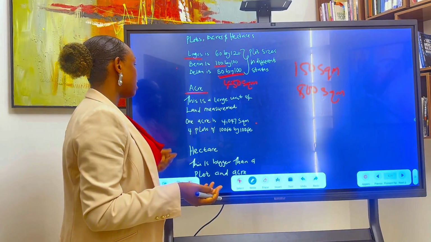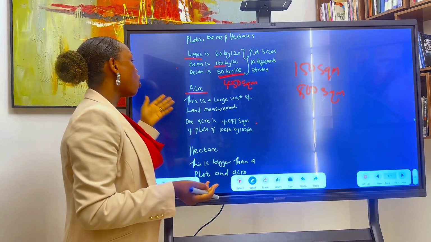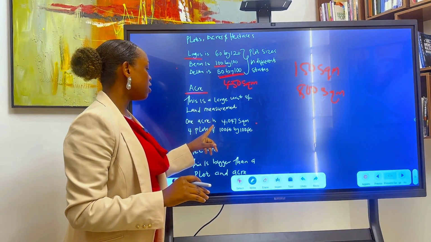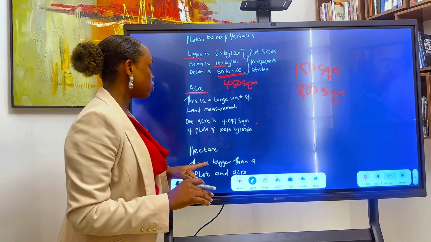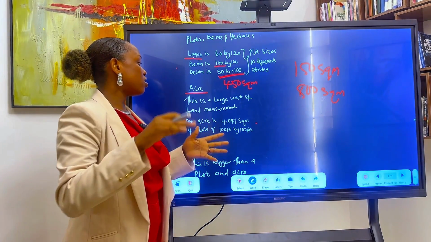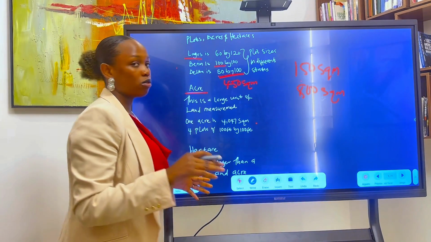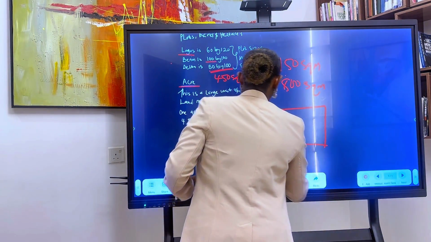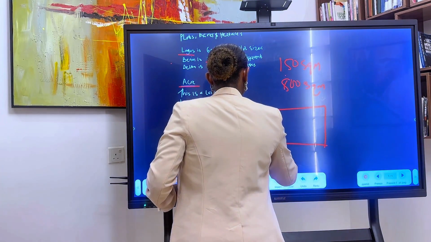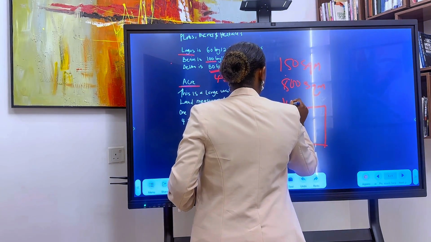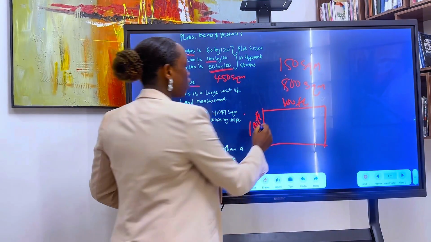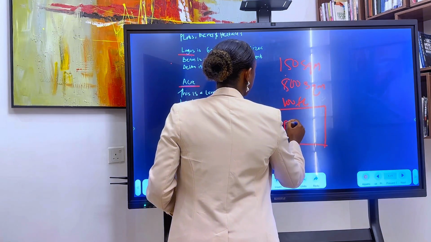The next one is acre. This is a large unit of land measurements. If you calculate 1 acre, it's going to give you 4,000. Let's just approximate everything to 4,000 square meters. So let's say we are using feet. This is 100 feet by 100 feet. So 100 feet by 100 feet. So you have 4 plots.